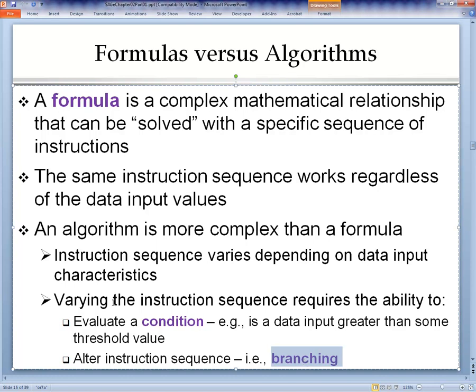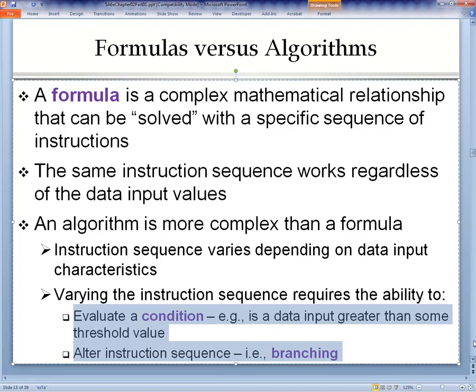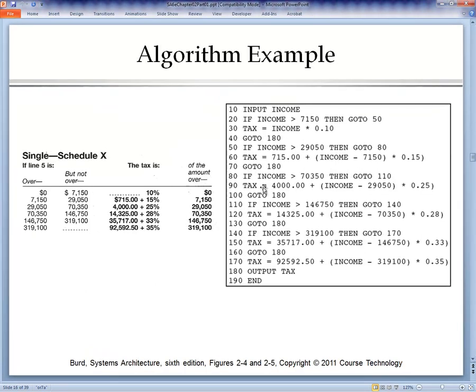So the two things that are present in an algorithm that are not present in a formula are at least one condition, and the instructions that evaluate that condition, and some form of branching based on the result of that condition. So conditions and branching go together. And in most programming languages, when we put these two things together, we have what we call an if statement. Which now brings us to this example of an algorithm.